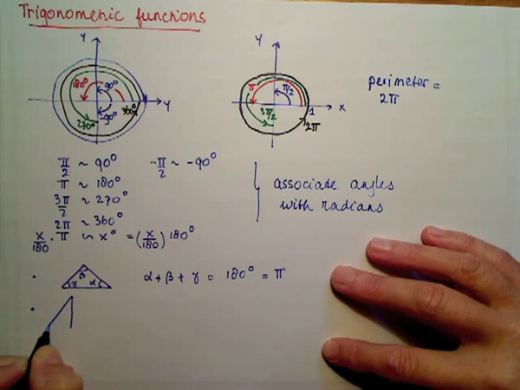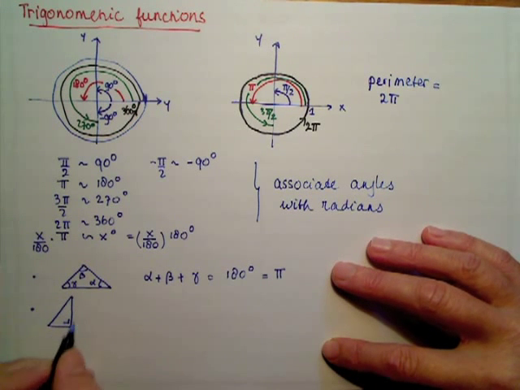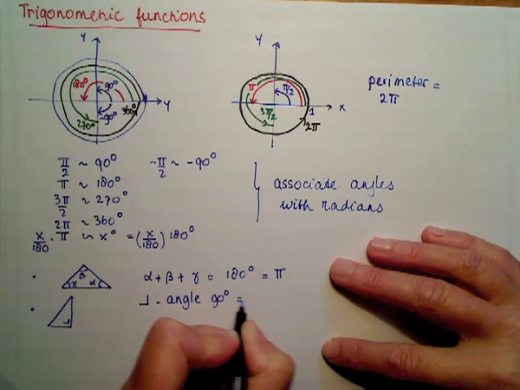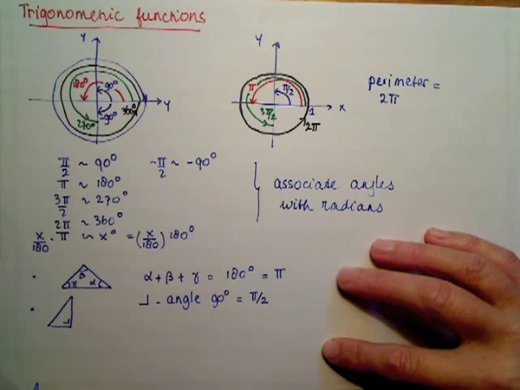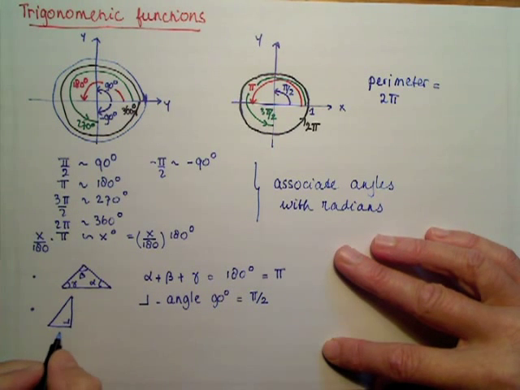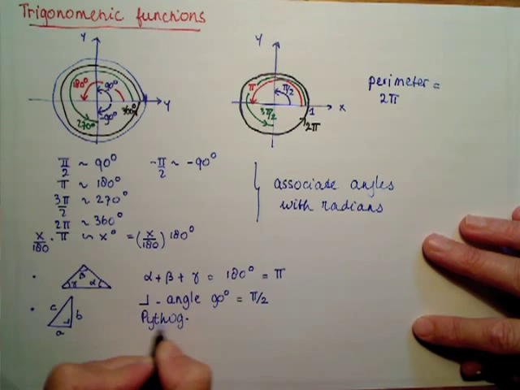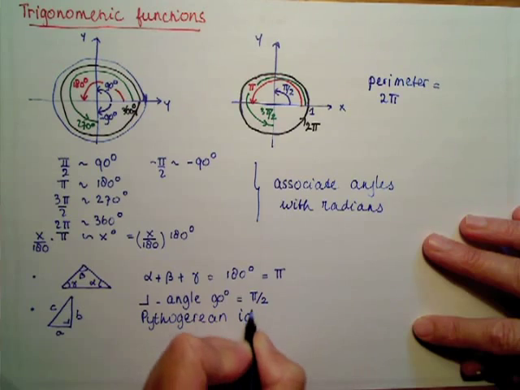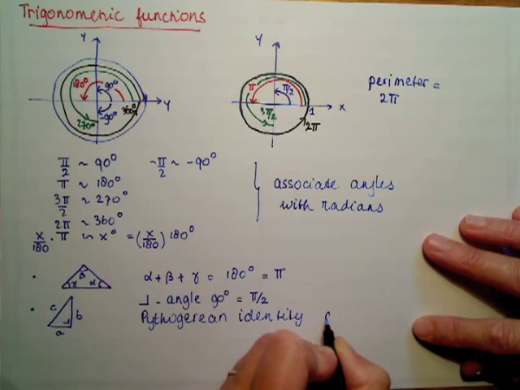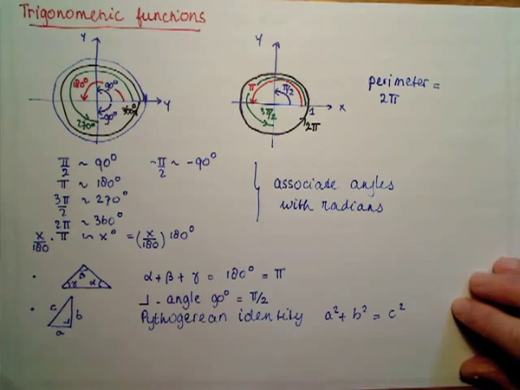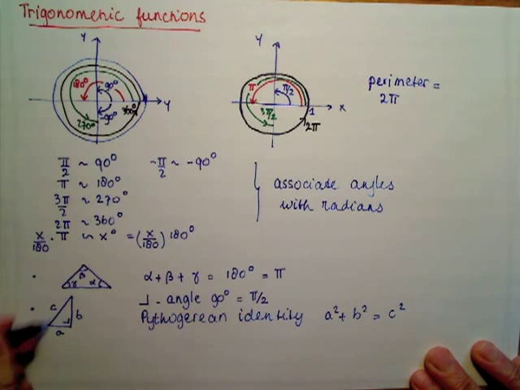Now we have the Pythagorean identity. If we have a triangle with one angle of 90 degrees, or pi over 2 radians, which is denoted by this, and we look at the lengths of the corresponding sides a, b and c, then the Pythagorean identity tells us that the sum of the squares a squared plus b squared is equal to the square of this side, c squared.